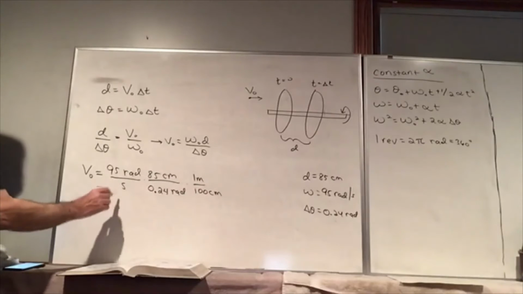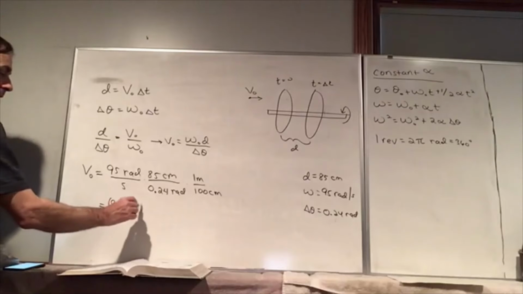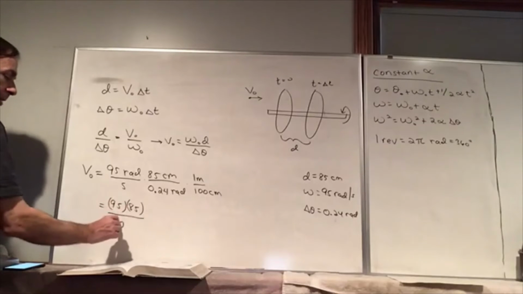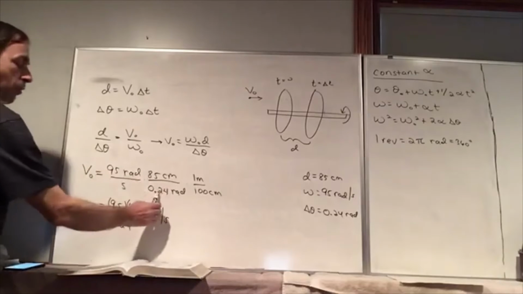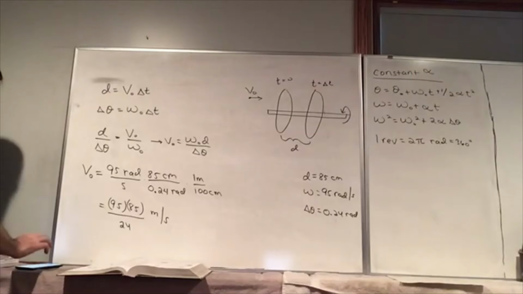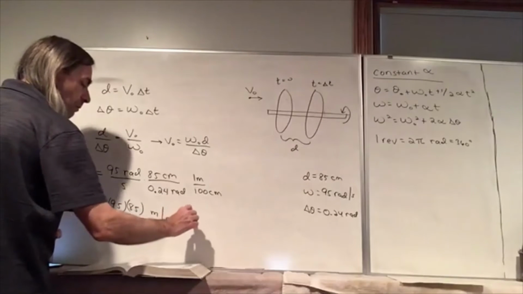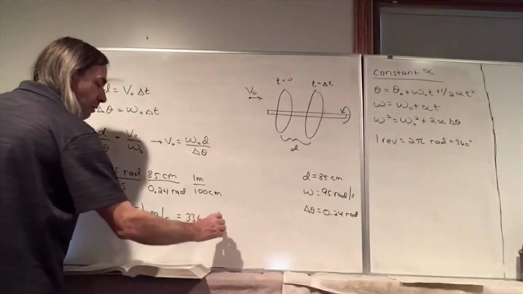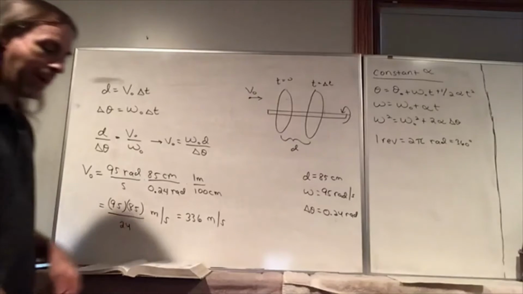We can simplify this a little bit. We have 95 times 85 divided by 24. 95, so like 0.24 times 100, 24. So let's just do that, see if we get something reasonable. Looks like it should be good. Yeah, 336 meters per second. Okay, so yeah, let's move on from kinematics.